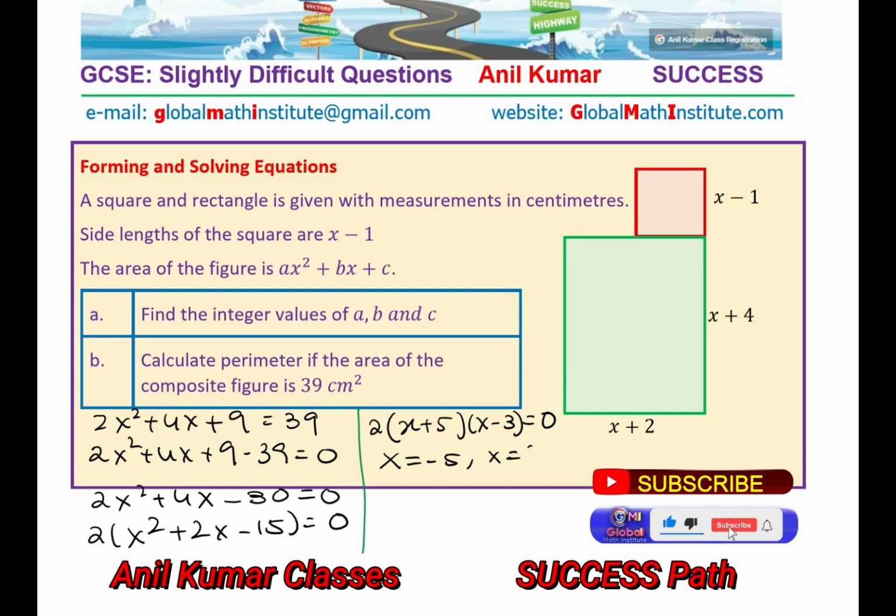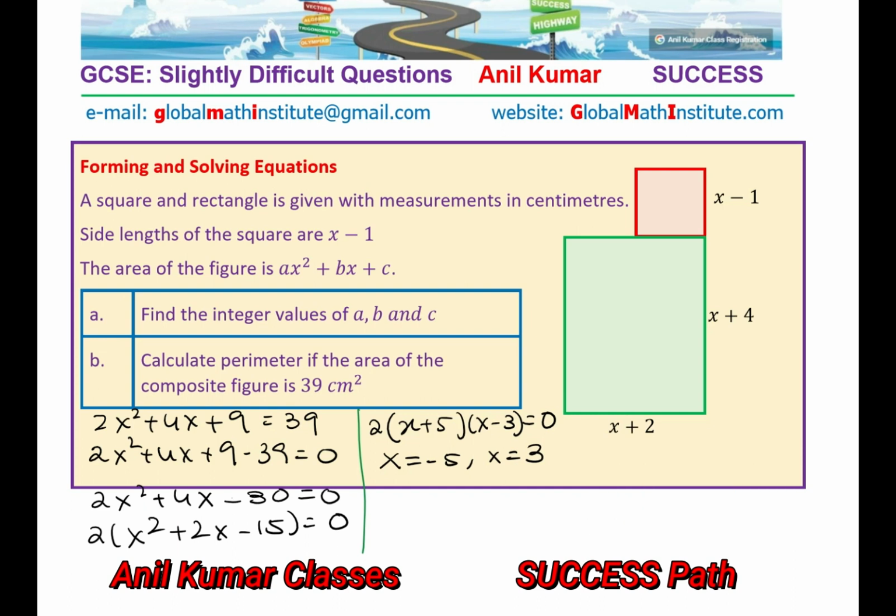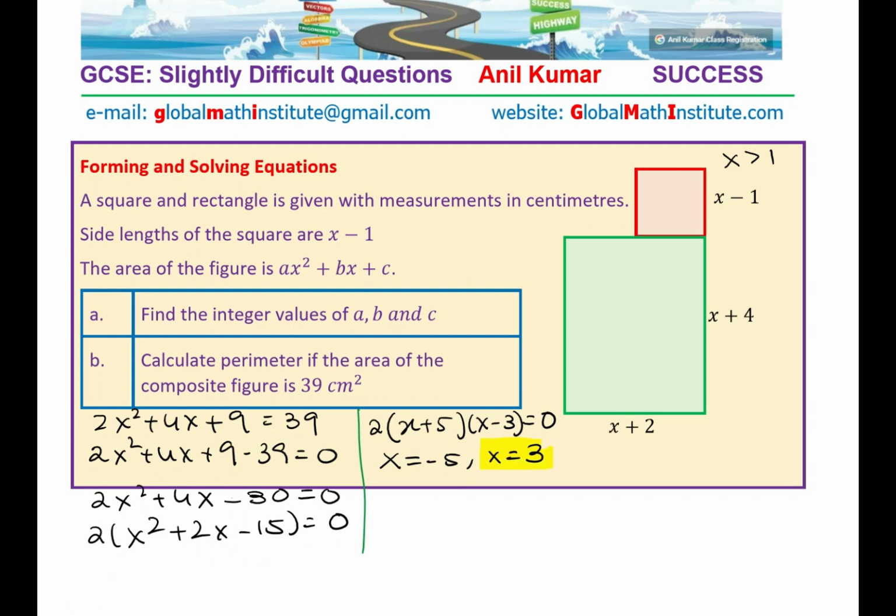And clearly, from the given situation, x equals minus 5 does not really work, right? The x value should be greater than 1, right? So x minus 1 cannot be 0. We could say x should be greater than 1, correct? So x equals 3 can work for us. So that is the solution. Perfect. So in this particular case, we get a solution which is x equals 3. Make sense?